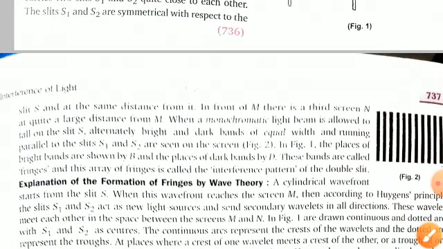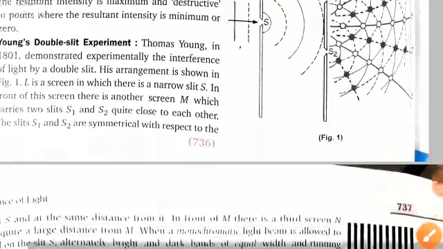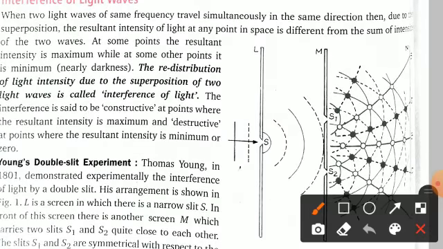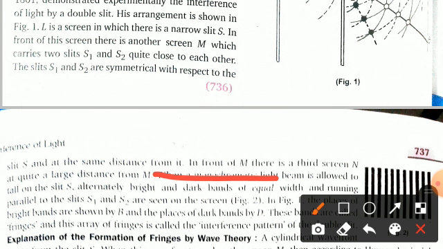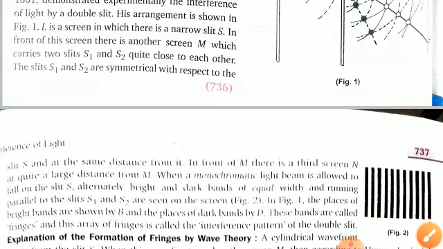In front of M there is a third screen N. You can see here in the above figure there is another screen N, at quite a large distance from M. When a monochromatic light, light which is coming from a single source or of a single wavelength, clear? It is known as monochromatic light. When this beam is allowed to fall on the slit S, you will get here the fringe width, these are the fringes you can get. So alternately bright and dark bands of equal width and running parallel to the slits S1 and S2 are seen on the screen. Fine.